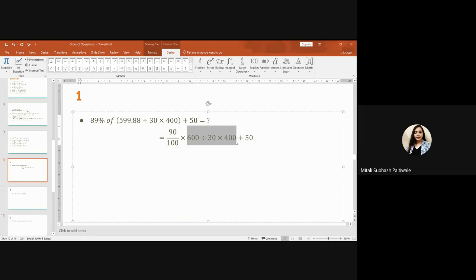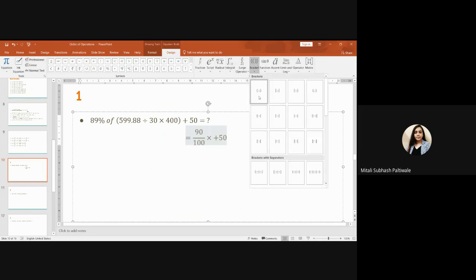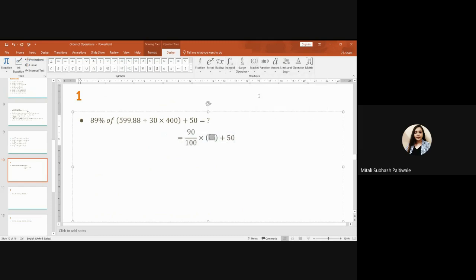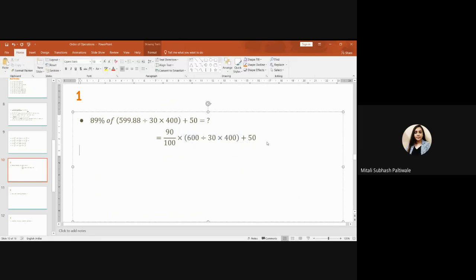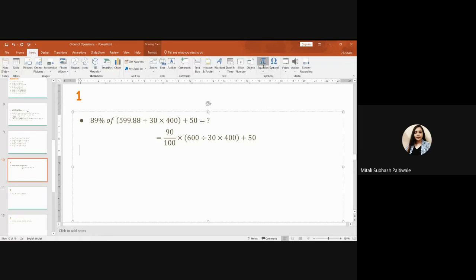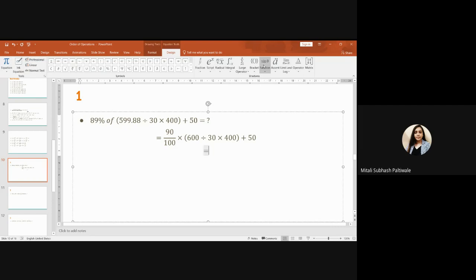I'll be just cutting this down, putting the bracket over here, and we'll be solving. Okay. Now look at this one. Now, as we are aware of this, what will be coming in place of the question mark? That is what we are supposed to find, and that's how we are solving it.